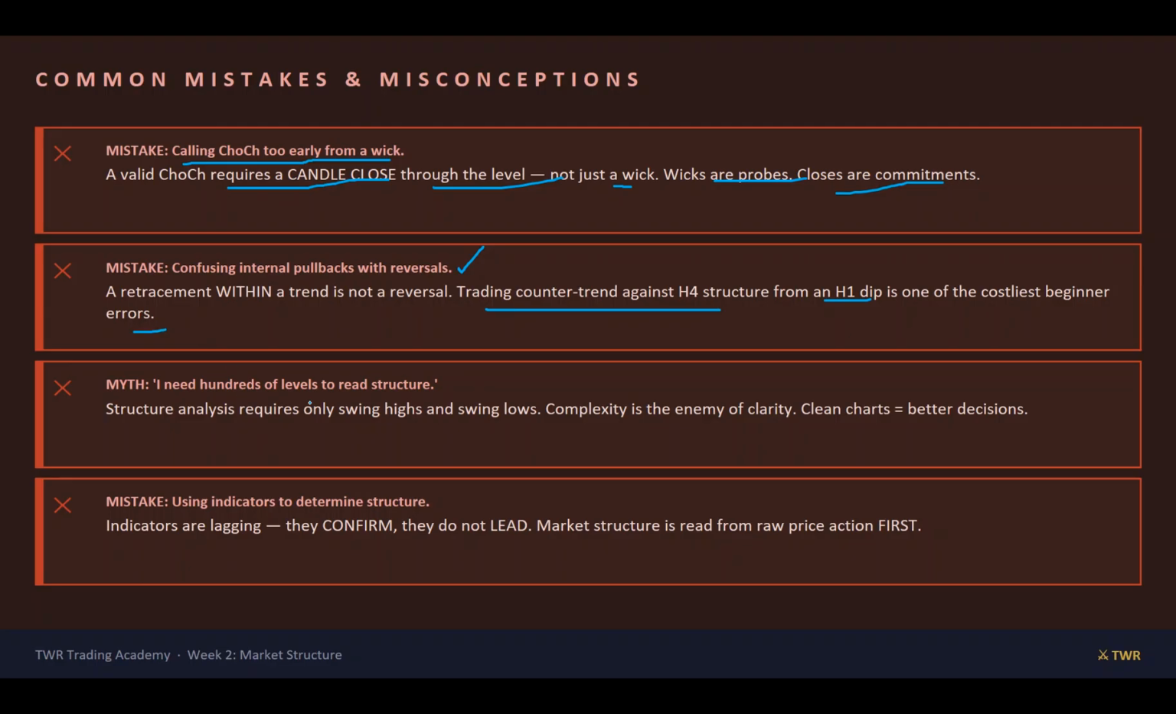Number three, thinking you need hundreds of levels to read structure. Structure analysis requires only swing highs and swing lows. Just know how to mark out the swing highs and swing lows as I have shown you. Complexity is the enemy of clarity. Clean charts mean better decisions. Number four, using indicators to determine trades. Indicators are lagging. They confirm, they do not lead. Market structure read from raw price action is what comes first.